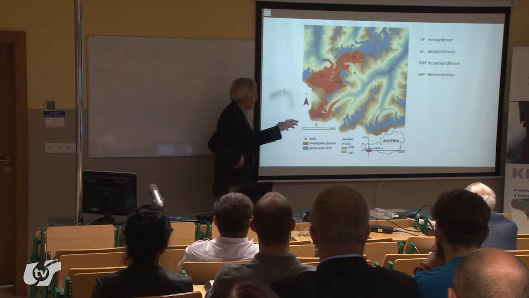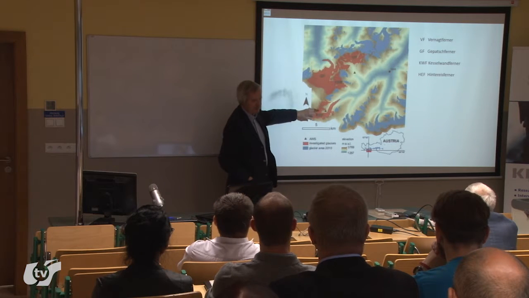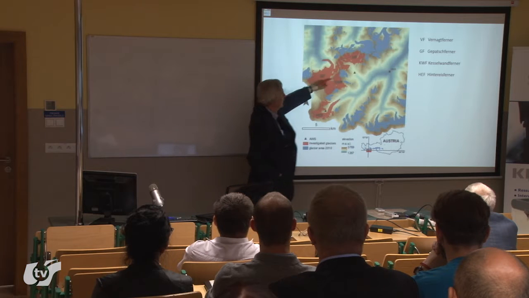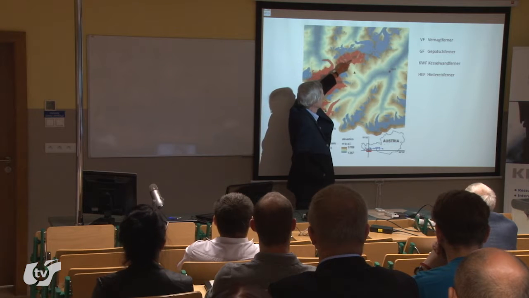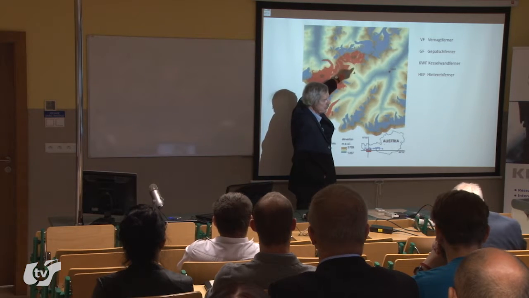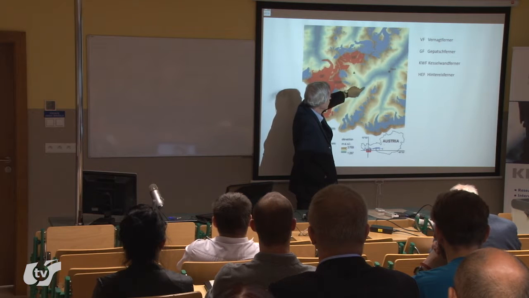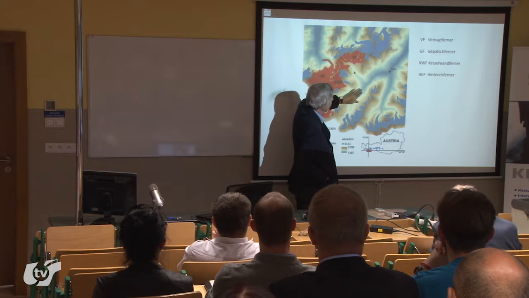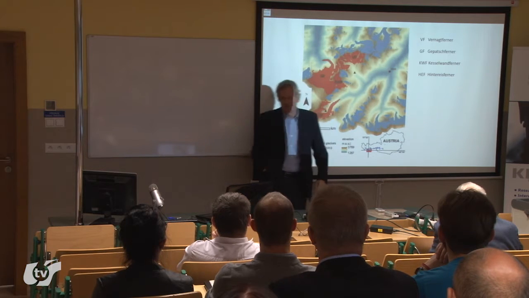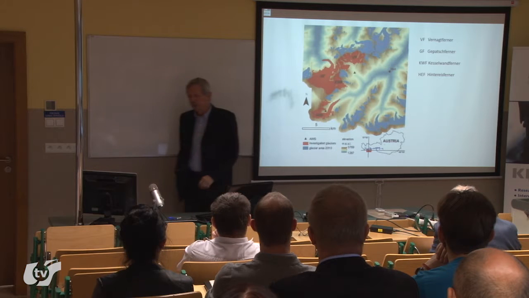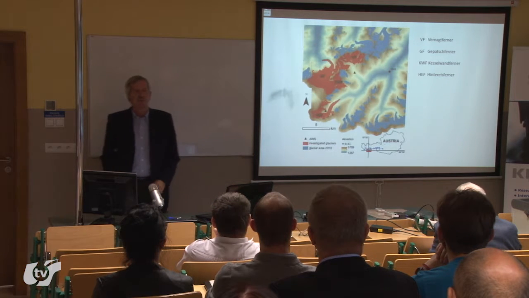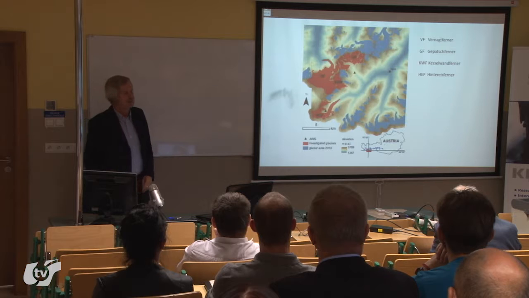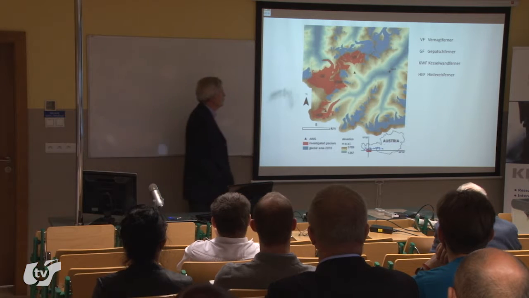These four glaciers have a long history in glaciological research, particularly because Fernet used to be a surging glacier that went all the way down to the valley, dammed the river, and a lake was developing here that finally burst the ice dam and inundated the valley. So we have records from the behavior of this glacier since 1602.